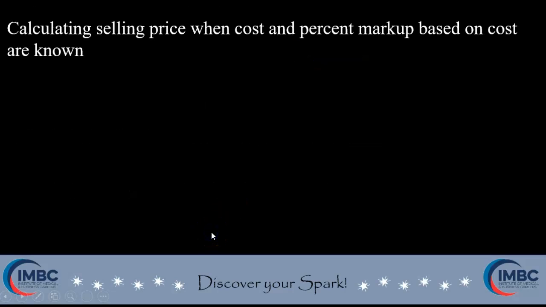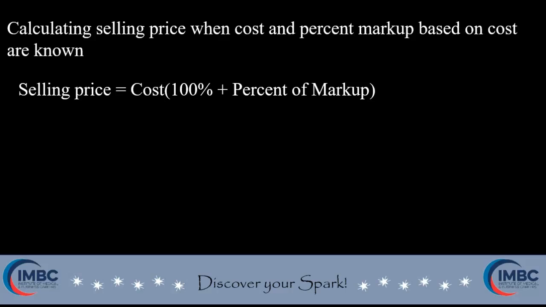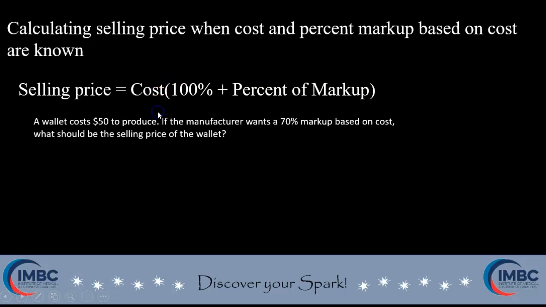Next, we're going to calculate a selling price when cost and percent markup based on cost are known. So the formula to find that selling price: cost times 100% plus the percent of markup. When you see an amount and then a parentheses, you don't see an addition, a plus, a multiplication, it's understood that this is multiplication. So a wallet costs $50 to produce. If the manufacturer wants a 70% markup based on cost, what should be the selling price of the wallet?